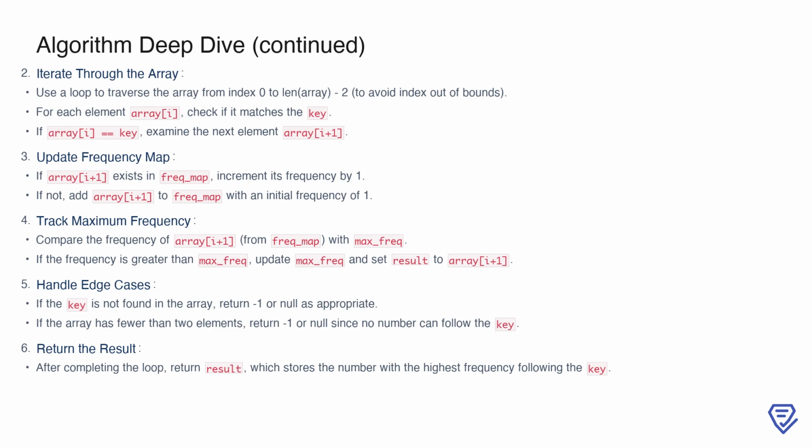If it exceeds the maximum frequency, we update both the maximum frequency and the result variable to reflect this new number. To handle special cases, such as when the key is absent or the array is too small, we return -1 or null as appropriate. Finally, after the loop completes, the number with the highest frequency following the key is returned.